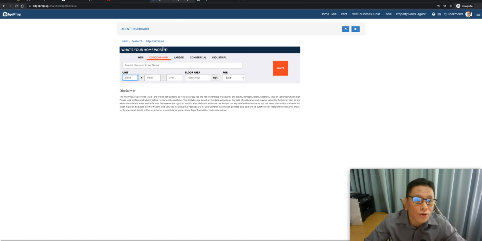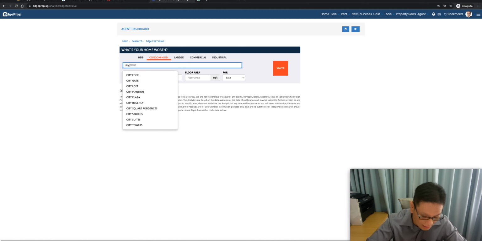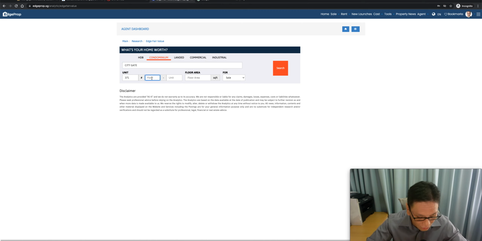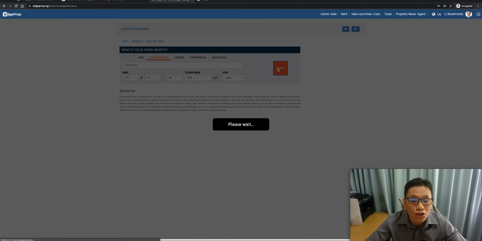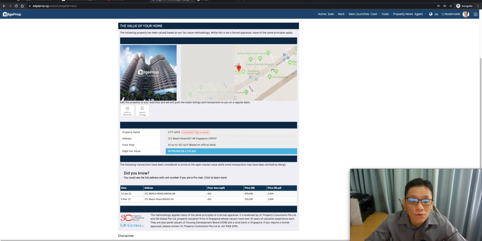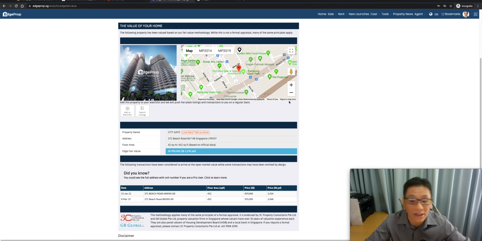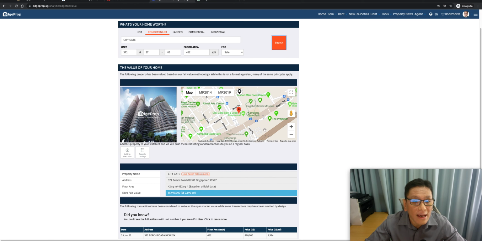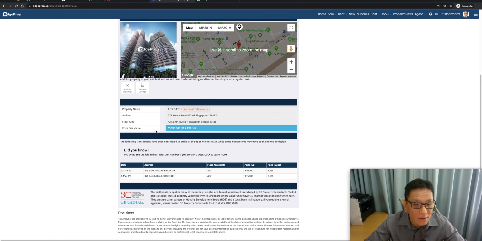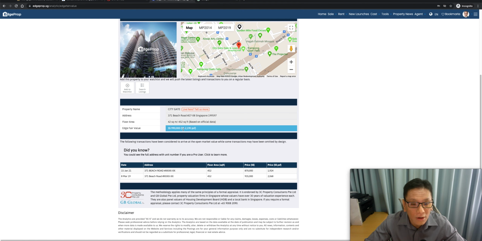For the fair value website, what you can do is key in the property. I just put a random property, City Gate. You can put in the unit number, and automatically it will come in with the size of the unit. With the size of the unit, you can click on search. Now, this website you may have to register, but it's a free registration. So basically, it will tell you the valuation pricing. The fair value is 990, at 2001 per square foot, and you will see that there are 2 transactions over here, so it will tell you the valuation.